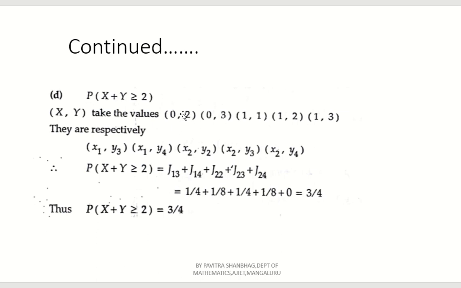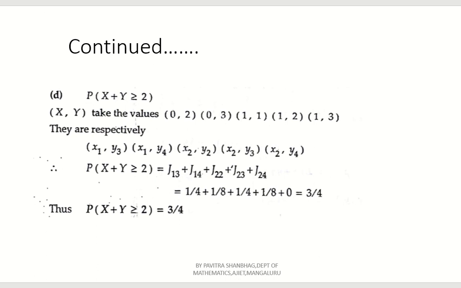Now, what are the possibilities? This we are representing x1, y3. Here x1, y4, x2, y2. This is x2, y3 and x2, y4. Now, what is P of x plus y greater than or equal to 2? J13 plus J14 plus J22 plus J23 plus J24. Now add these values: 1 by 4 plus 1 by 8 plus 1 by 4 plus 1 by 8 plus 0. If you add, you will get 3 by 4 as the answer. So what is the probability of x plus y greater than or equal to 2? That is 3 by 4, right?